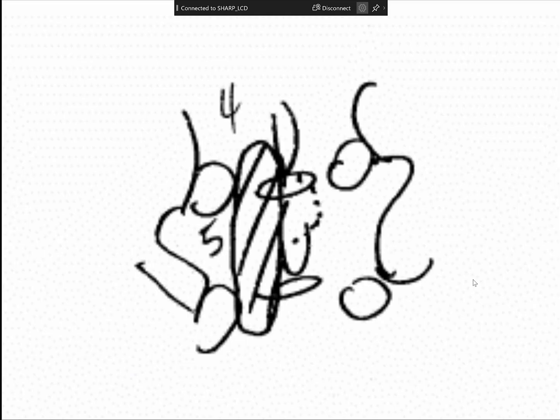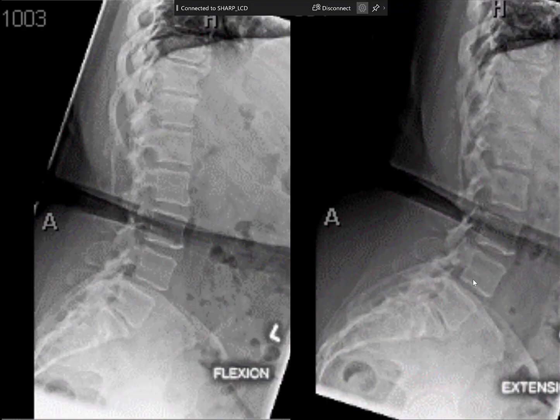Depends how the flexion extension were done. Were they done standing? Were they done supine? Depends how you do your flexion extension. Supine on the table, lateral view. Gravity versus standing up versus flexion extension when you're supine, there's less different forces on the spine.